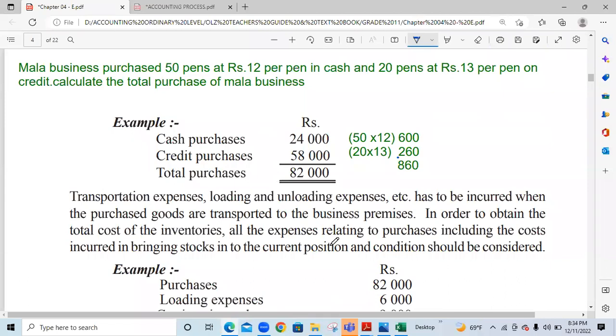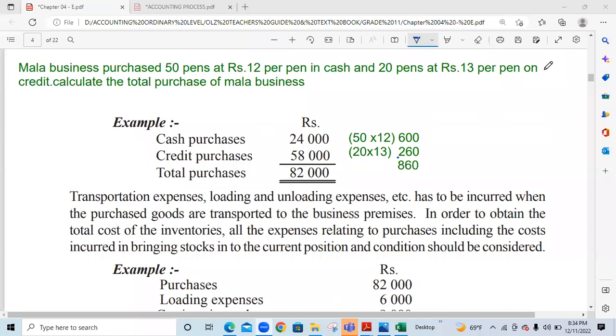Okay. So guys, see here, now purchase related expense. When you buy goods from a supplier, there are certain expenses you have to incur to bring those goods to your business location. After you buy the goods, there are certain expenses you have to incur when you are bringing the goods to the business. The common example is transport.